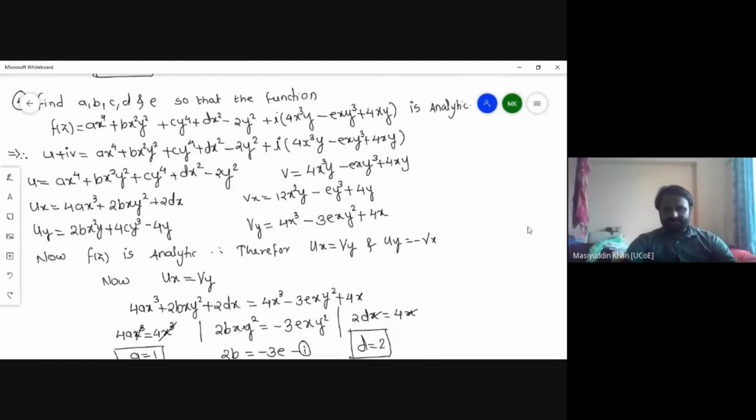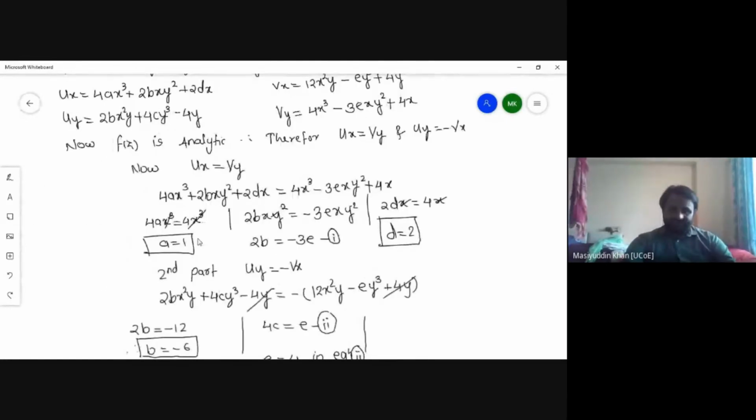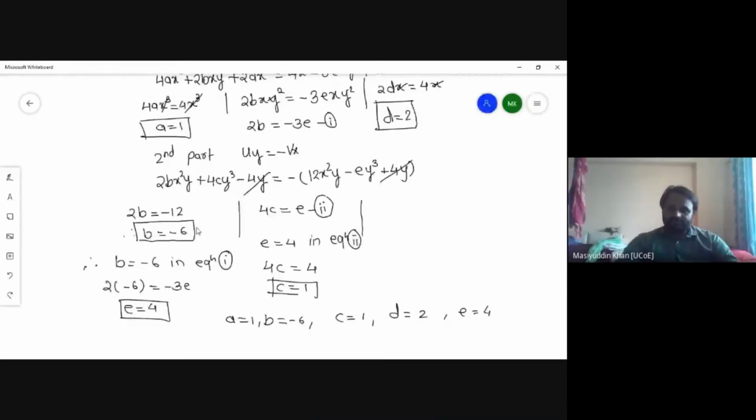So the function is analytic and the CR equation is clearly given, so we just have to equate the functions. After equating, you get these values from the first CR equation. The second part you have to simplify, and after the first and second part simplifications you get a equal to 1, b equal to -6, c equal to 1, d equal to 2, and e equal to 4. So I just revised all four questions.